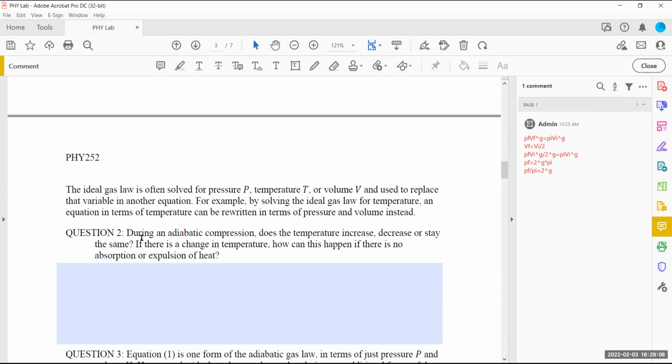Okay, during an adiabatic compression, we compress it adiabatically. Does the temperature increase, decrease, or stay the same? If there is a change in temperature, how can this happen if there is absorption or expulsion of heat? There is no expulsion. So that's what the adiabatic process in here is. Adiabatic process means Q is equal to 0.